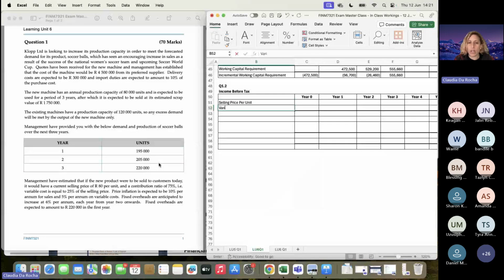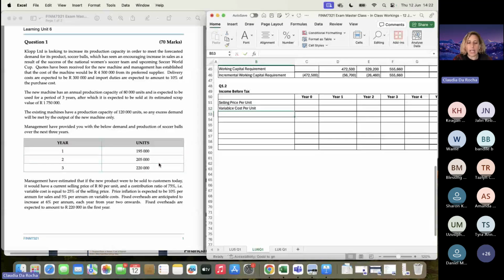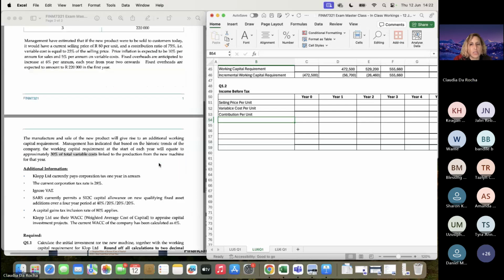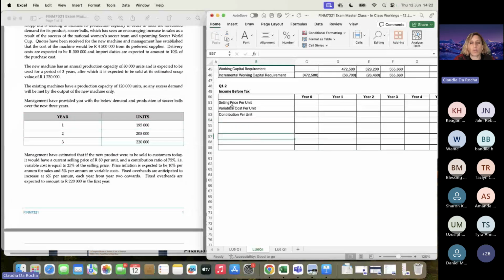We're then going to get our variable cost per unit, and then we're going to get our contribution per unit. We then have our total demand, or what we are going to do. And just to confirm, I spelled variable wrong, so let's just fix that. We're then going to work out our units. So what are the total units? And then calculate that.